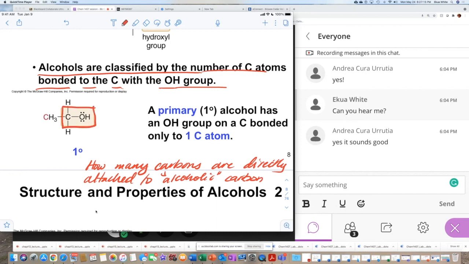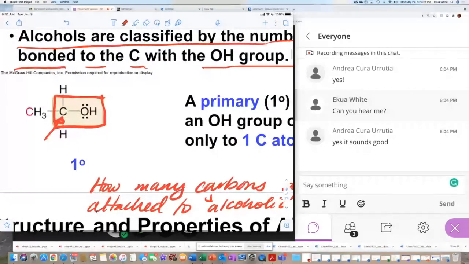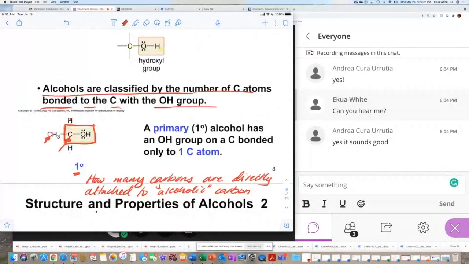the group we're trying to figure out. How many other carbons are attached to that alcoholic carbon? In this structure here, there's only one other carbon, right? Because this is a hydrogen-hydrogen. So this gets called a primary carbon. And we use either the name primary or the symbol 1 degree, which stands for primary. So this kind of alcohol is primary alcohol because the alcoholic carbon is attached to one other carbon.